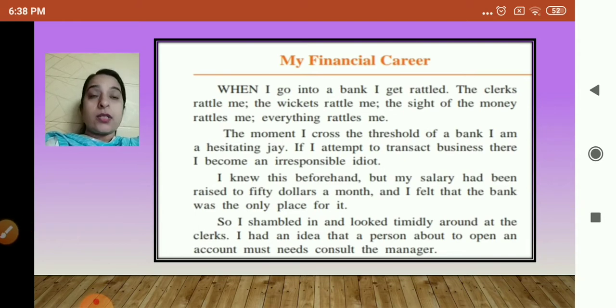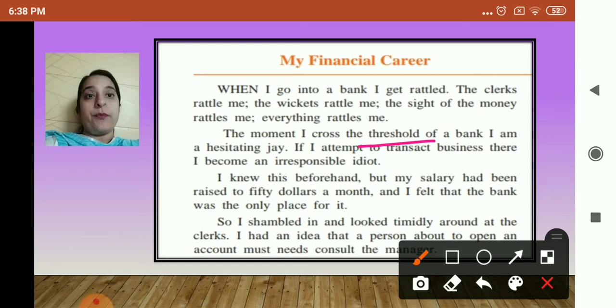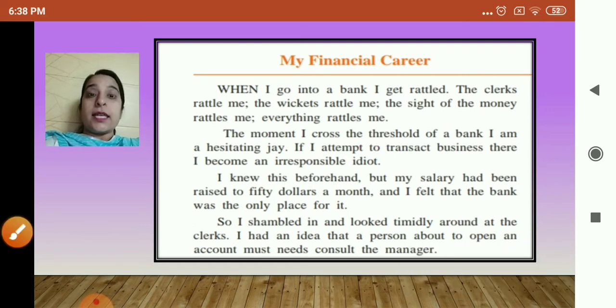And when he crossed the threshold of a bank, threshold here means, children, entrance, he is a hesitating jay. That is, he starts asking foolish questions, or he behaves very foolishly.